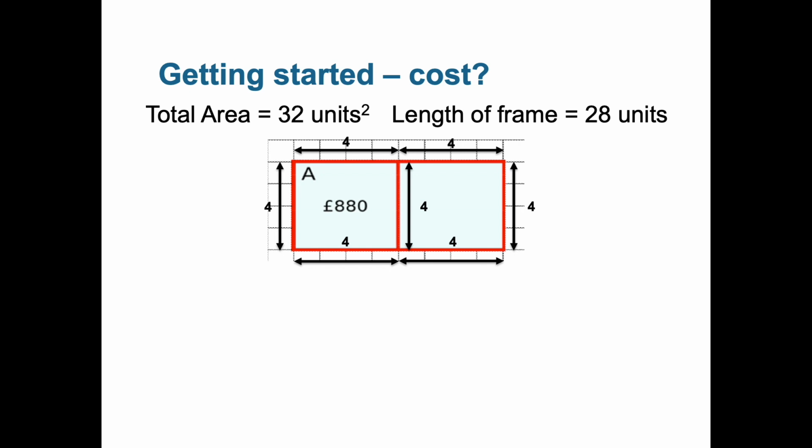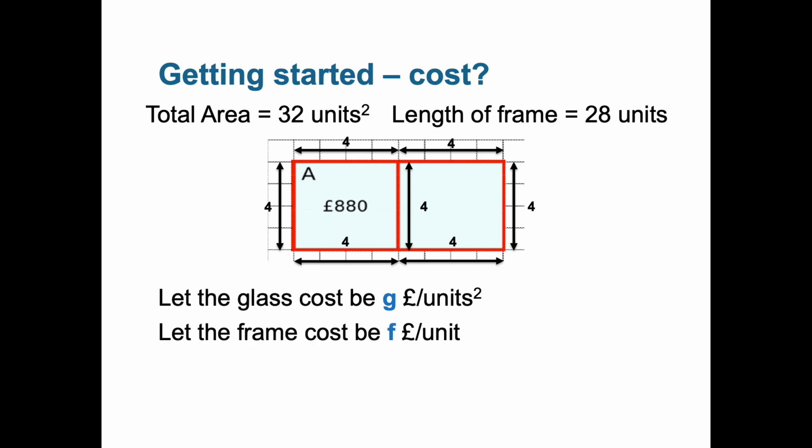Let's have a look at finding out the cost of this window, window A. Actually, we do know the cost is £880, and we know the area of the window panes is 32 units squared, and the length of all the framework is 28 units in this case. One way of doing this is to let the glass cost be G pounds per unit squared, and to let the frame cost be F pounds per unit length. So we know in this case that we have 32 units squared of glass.